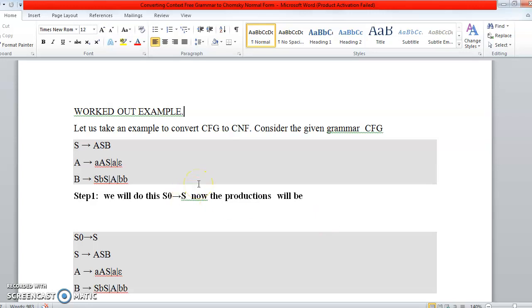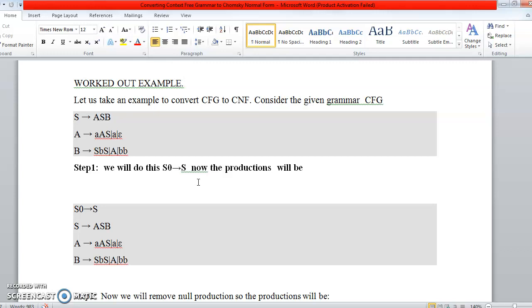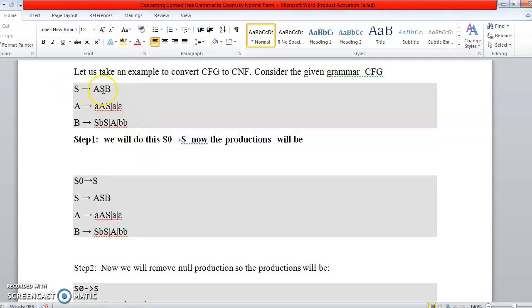Hello everybody, this is the workout example for you, and here I have used total elimination procedures to convert the CFG to CNF. Now this is the example. One example will be given, that is S produces ASB. This is the given problem. You have to solve this because these are the production rules of a CFG, and you have to convert these production rules to the standard CNF, that is Chomsky's normal form.